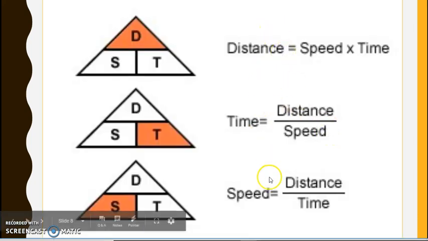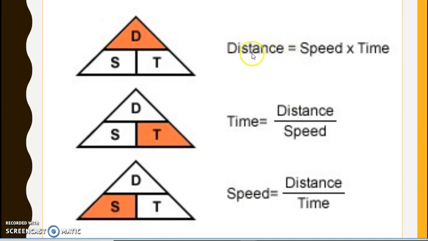So these are the three formulas you can use that deal with speed, distance, and time. The one that we just used is down here at the bottom. So if you know your distance and your time, you can find your speed. If you want to find distance, look at this top one right here. Distance is speed times time. If you want to find your time, then you need to look at your distance and divide it by your speed. So it's just three different ways to use the same formula to find whichever one you're looking for, basically.